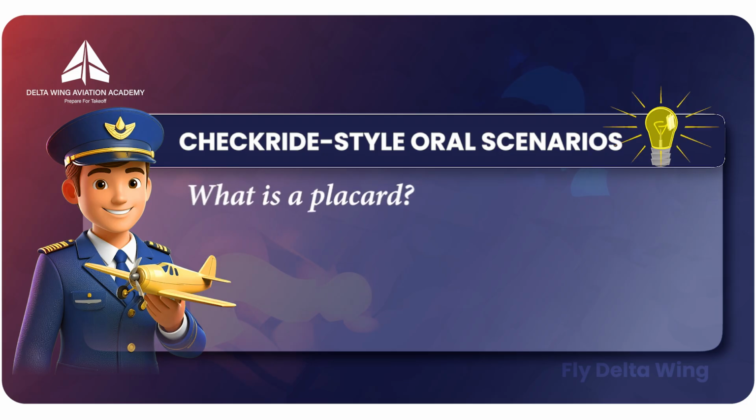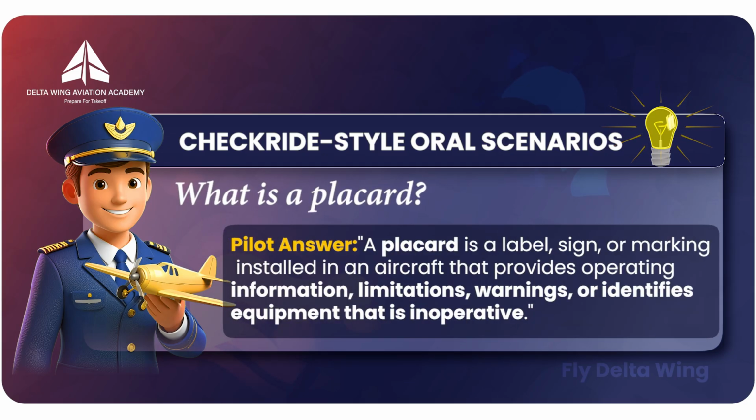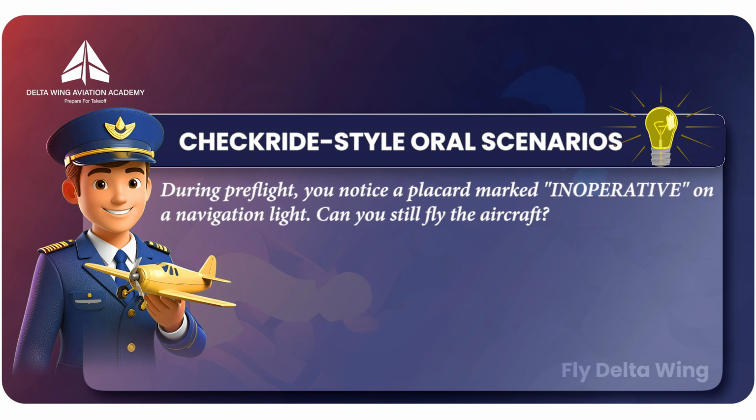DPE question: what is a placard? Your answer: a placard is a label, sign, or marking installed in an aircraft that provides operating information, limitations, warnings, or identifies equipment that is inoperative. Next DPE question: during pre-flight, you notice a placard marked inoperative on a navigation light. Can you still fly the aircraft?